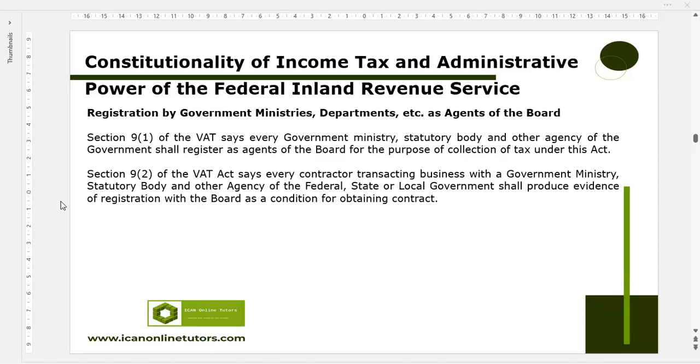Okay, so now we are talking about the registration by government ministries. I know the question you want to ask is, do they also have to register? Is government giving government money? Let's look at the relevant sections of the tax act. Section 9, subsection 1 of the Value Added Tax Act says every government ministry, statutory body, and other agencies, so we call them MDAs, of the government shall register as agents of the board for the purpose of collection of tax under this Act. So they are not paying tax, but they must register for the purpose of collection of tax.